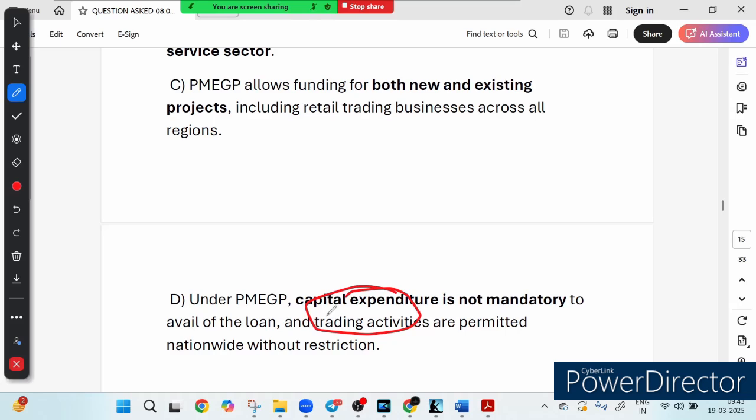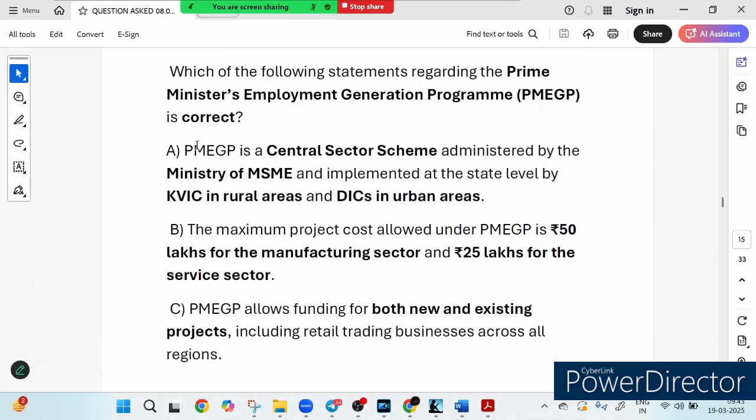So suppose you are in the NER region, you can avail of PMEGP funding if you want to open a grocery store. But if you are in a metro city like Delhi and Mumbai, you won't qualify unless you also have a manufacturing or service unit alongside the trading activity. So the correct answer to this question is option number A. Right, option number A is the correct answer. Just now we have seen it. Yes, this is the correct answer.